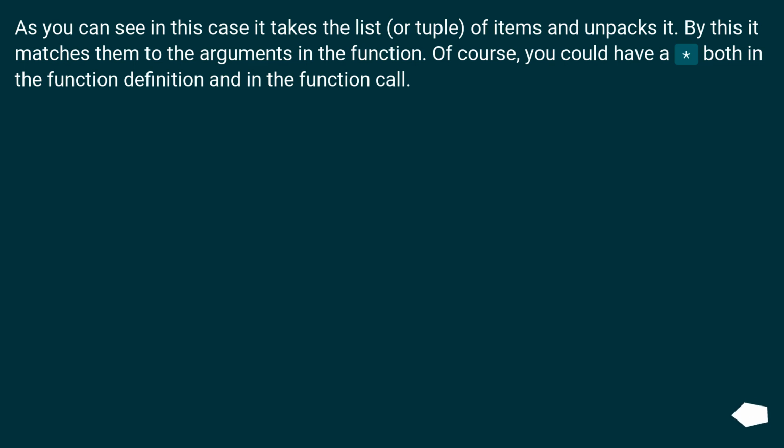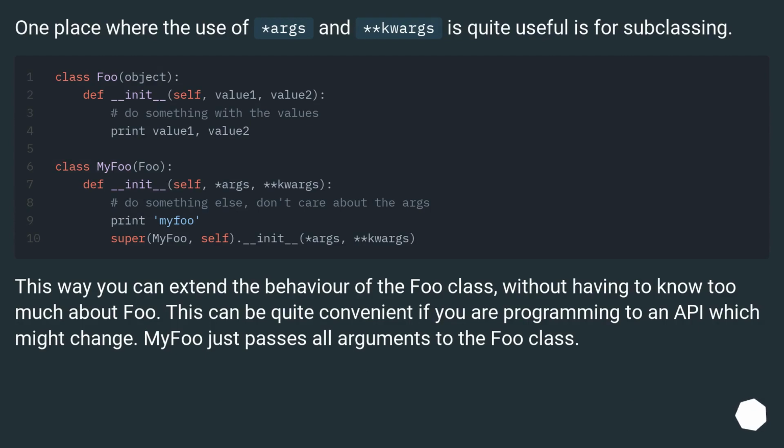Of course, you could have both in the function definition and in the function call. One place where the use of args and kwargs is quite useful is for subclassing. This way you can extend the behavior of the foo class, without having to know too much about foo. This can be quite convenient if you are programming to an API which might change. Mivu just passes all arguments to the foo class.